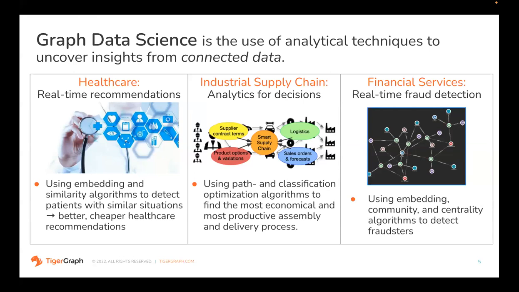And just a couple of use cases. In healthcare, we have customers who are using graph embedding algorithms and similarity algorithms to detect patients who have similar situations, their medical backgrounds, as well as perhaps their demographics, the treatments they've received so far. Matching them up is able to put people into groups so that if you see something is successful or not successful with one set of patients, we can find all the others in the same group to provide better, cheaper healthcare recommendations. So it's recommendations, but applied to the very important area of our health.